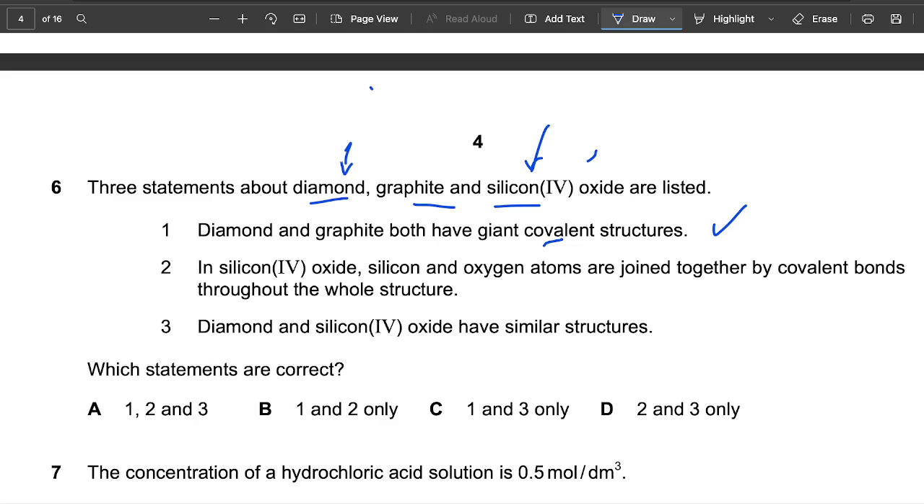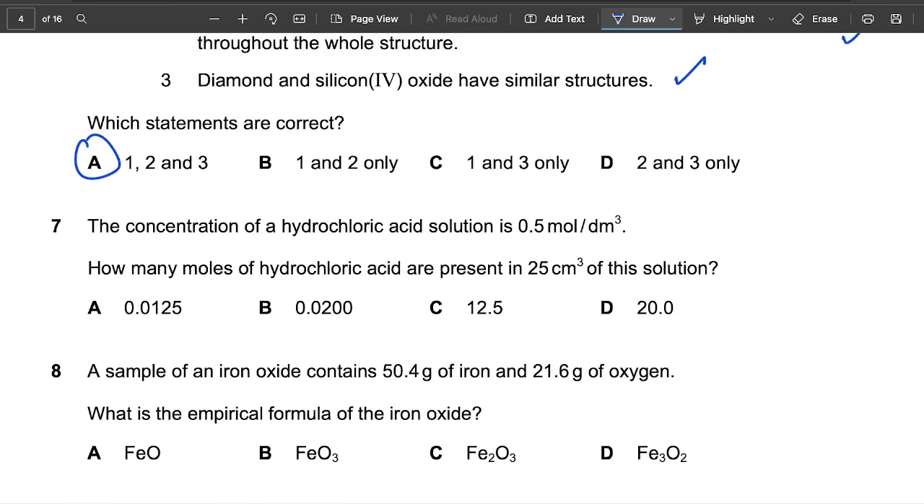Let's say it says silicon dioxide. Silicon and oxygen atoms are joined together by covalent bonds throughout the whole structure. Yep, this is correct, of course, they all are covalent bonds throughout the whole structure. Diamond and silicon dioxide have similar structures. That is correct. The answer is 1, 2, and 3, which is A right here. Okay, move on to the next question.